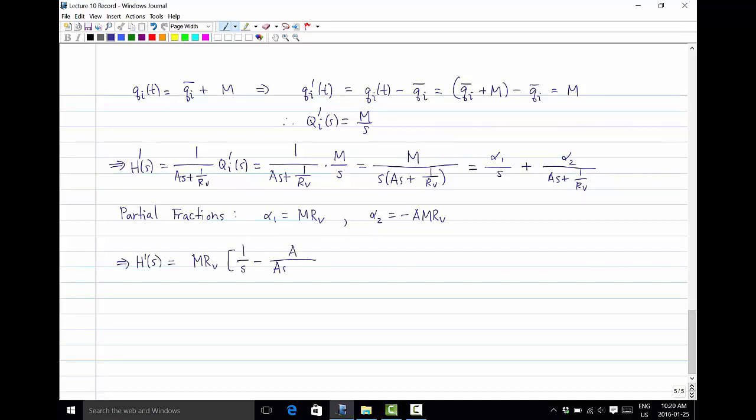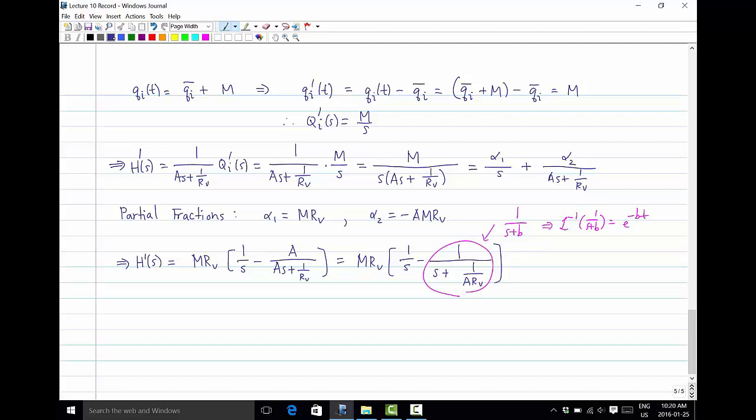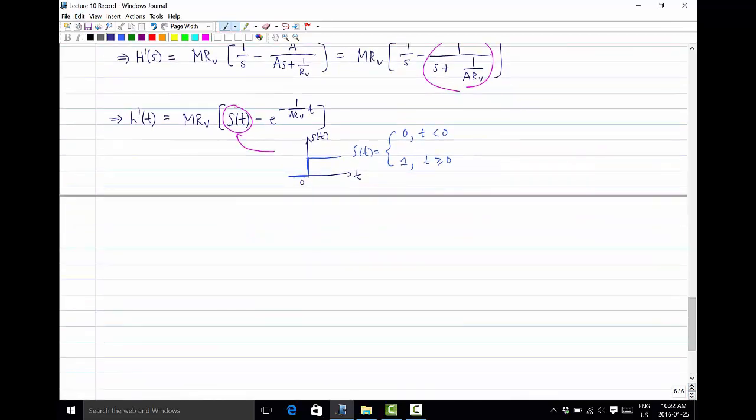Substituting the partial fraction back into the expression for h deviation of s, we can then take the inverse Laplace transform of h deviation of s to find h deviation of t, which is the deviation of the height of the tank in time domain. This simply evaluates to a sum of a step function and a decaying exponential function. Recall that the step function has values of 0 for all values of t before 0 and the value of 1 for all values of t above 0.